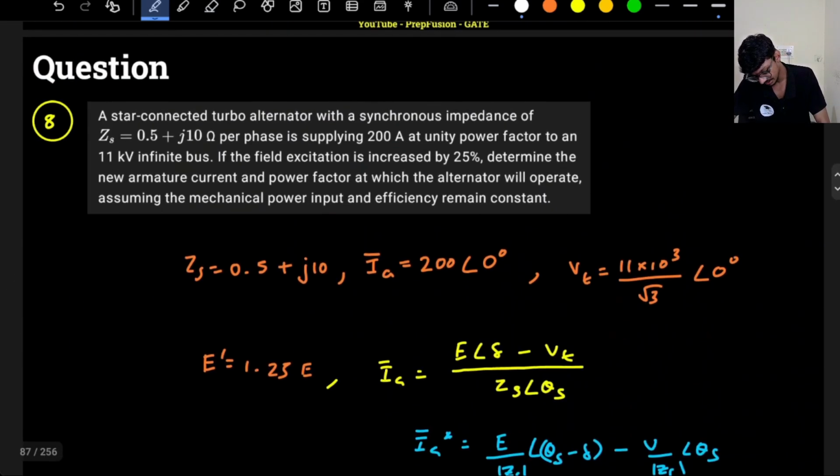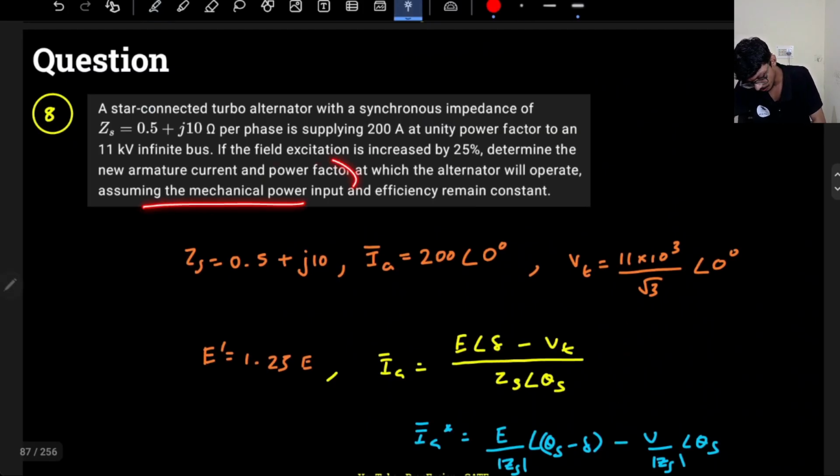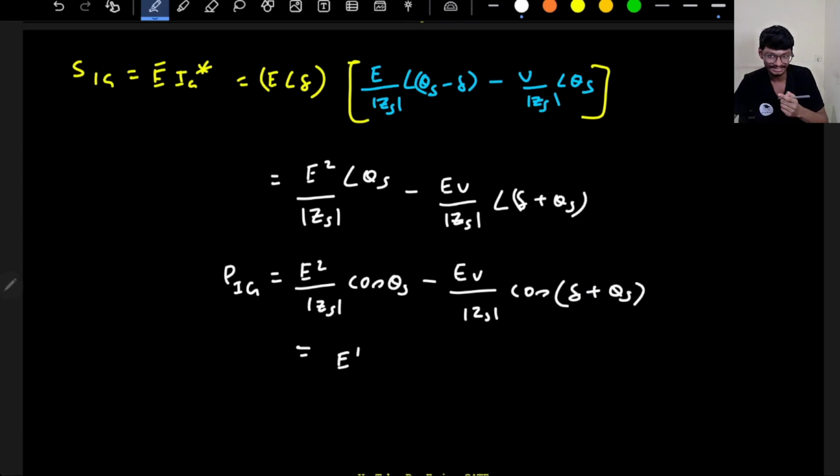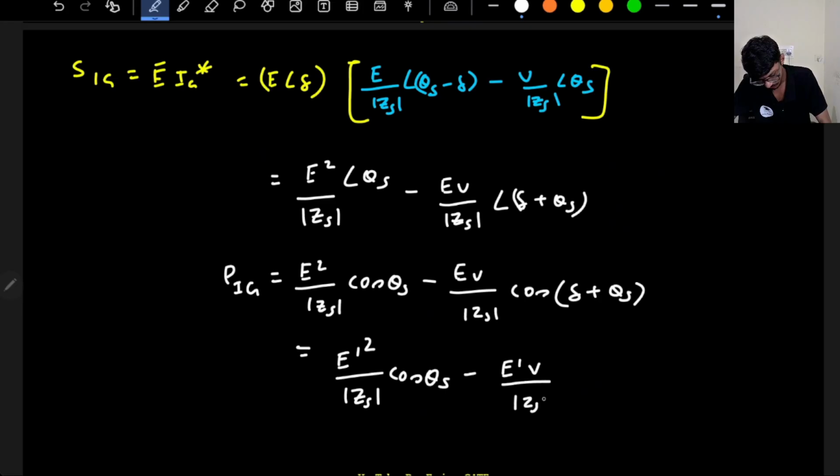Can I? So basically they're telling me that the mechanical input power will remain the same. If the mechanical input power is the same, this will be equal to the new value, with E dash and delta dash. So it will be E dash whole square divided by magnitude of Zs cos of theta s, this will not change, minus E dash V by magnitude of Zs.